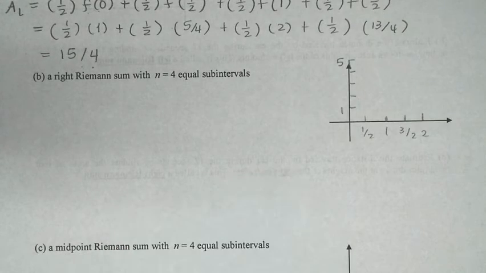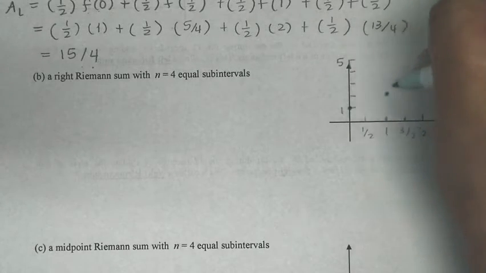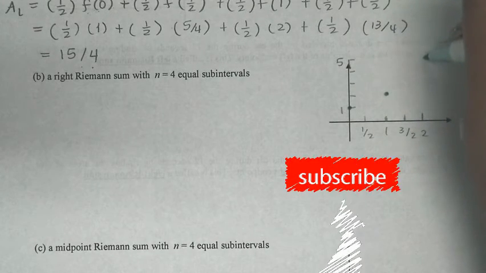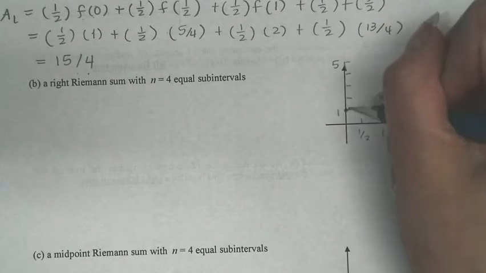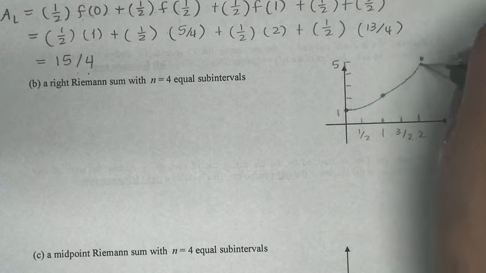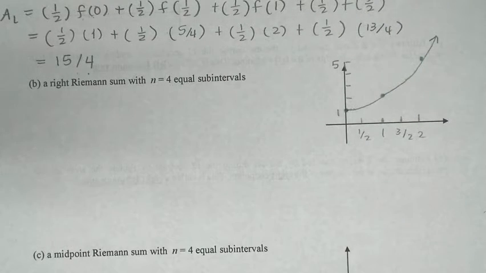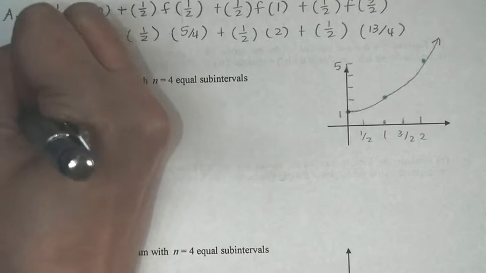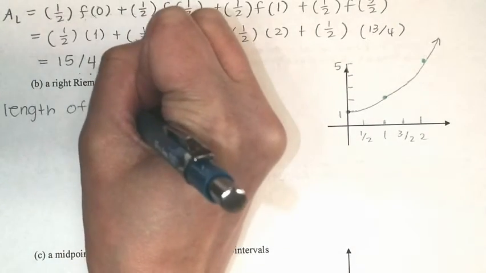We have the same situation here. Let me get my marker here. So we have 1, this was 2, and this was 5. As you can see, I'm doing exactly the same thing as I did on the previous question. The only thing here, I'm going to do a different set of rectangles. So what do you have here? The length of each subinterval.